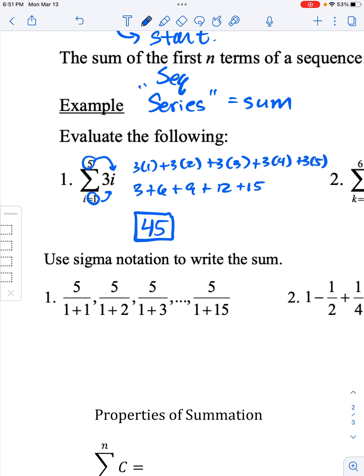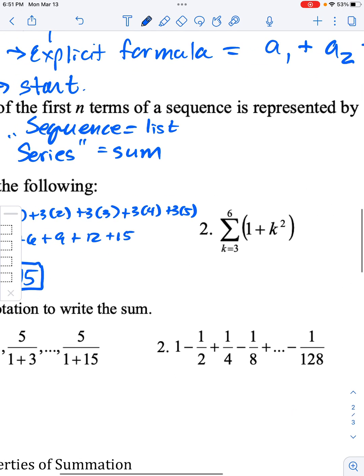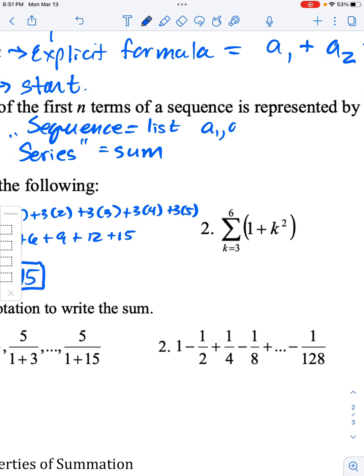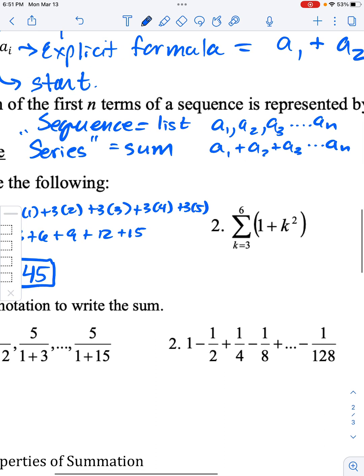The sequence that we've been talking about is simply a list. So if you have a sequence, you're going to have the first term, then the second term, third term, and so on. When you have a sum, you're going to have the first term plus the second term plus the third term, and so on. So again, we're starting to understand the vocabulary and being careful to know that the words really matter in terms of all of that.